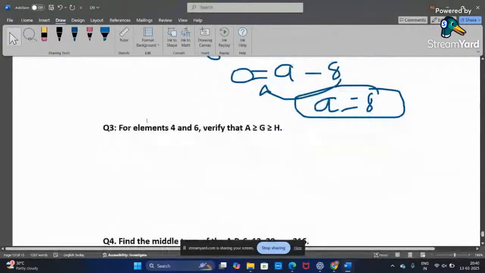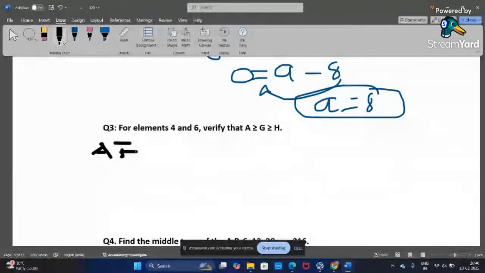See, for elements 4 and 6, verify that A is greater than or equal to G, and G is greater than or equal to H. Here A stands for arithmetic mean, G stands for geometric mean, and H stands for harmonic mean. So for arithmetic mean, AM, I will write it as A. To find it, 4 plus 6, and to find the mean, we have to divide by 2. So it is 10 by 2. So it is 5.